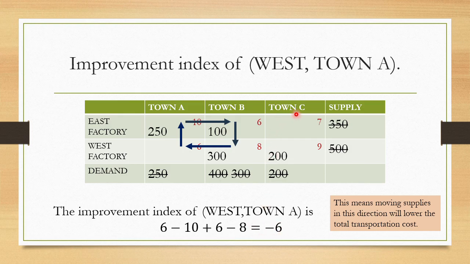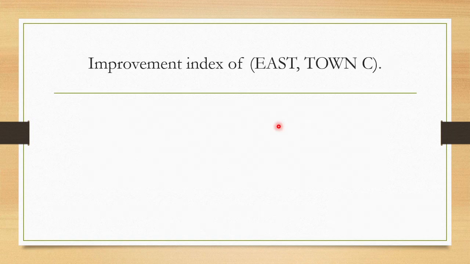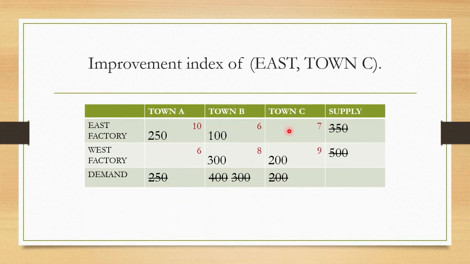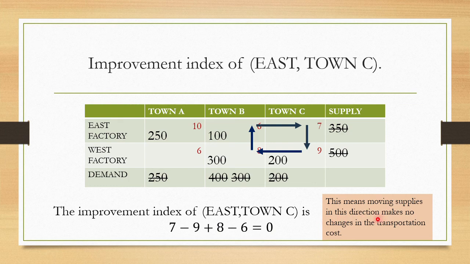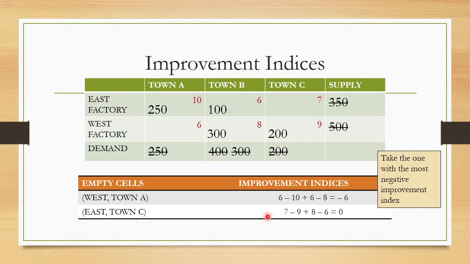Now let's try to compute the improvement index of East Town C. So computing the improvement index of East Town C, we have this closed polygonal path. So to compute, we have 7 minus 9 plus 8 minus 6, and that is equal to 0. So because the improvement index is 0, this means that moving supplies in this direction makes no change in the transportation cost. So let's summarize our improvement indices. So we have negative 6 and 0.